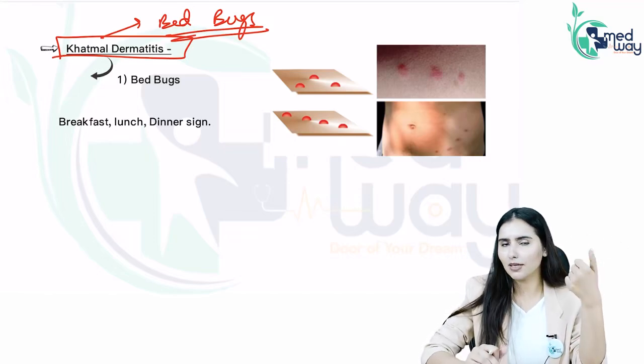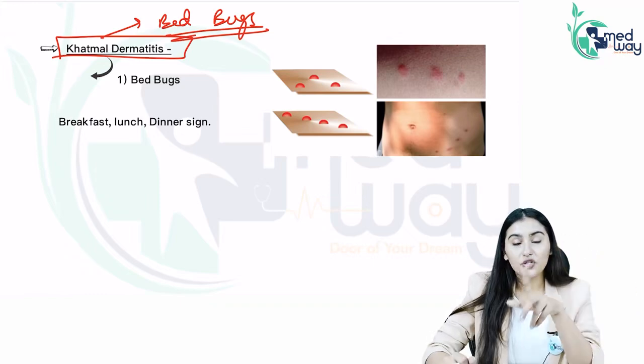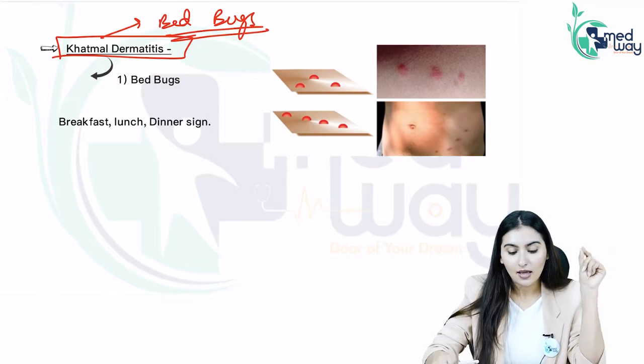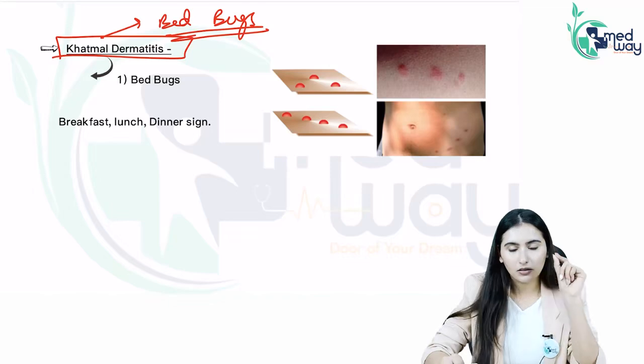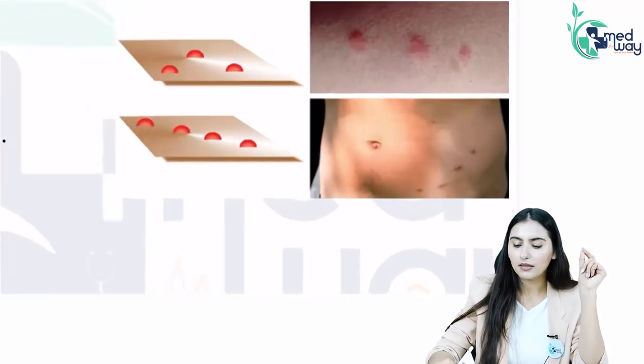It can be papules, sometimes it can be just a macule, okay? And they're erythematous, they're red in color. Just like how you had kissing lesions in paederus dermatitis, in bed bugs, in khatmal dermatitis, you have a breakfast, lunch and dinner sign, okay?